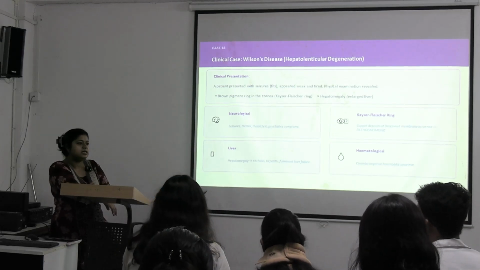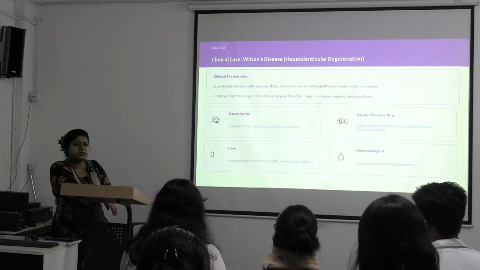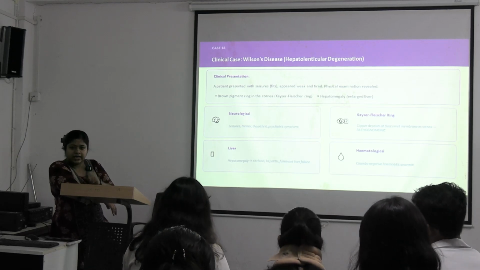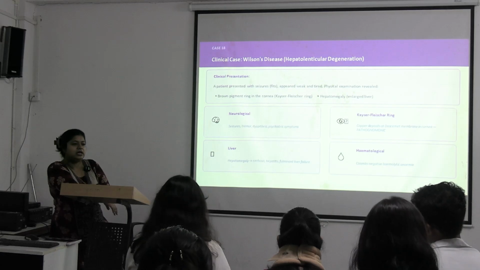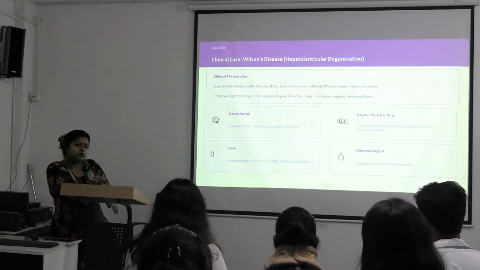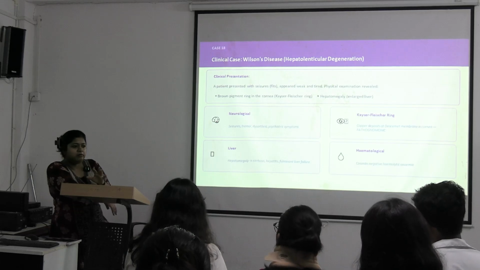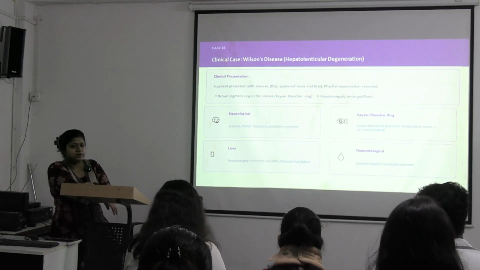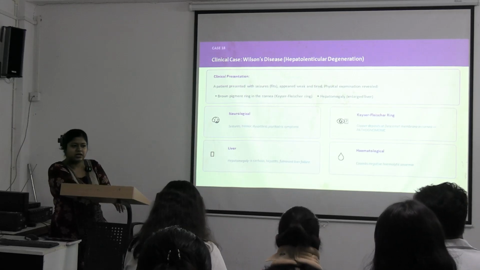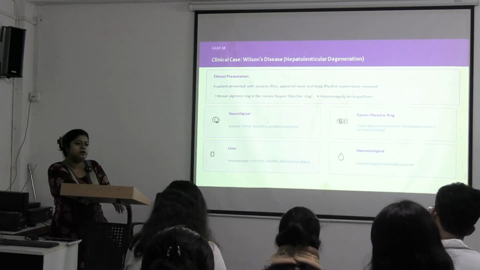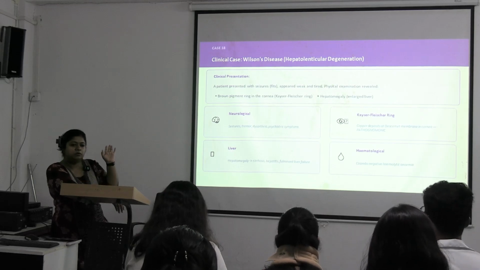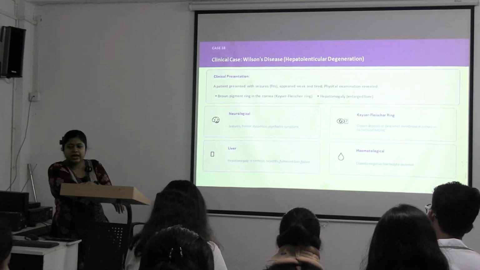Which organs can copper be deposited in? Brain, heart, kidney, eye. Mostly it will be deposited in the liver, so it will lead to hepatomegaly, which means enlargement of the liver. Deposition of extra copper leads to hepatomegaly. Then it can go to the brain, heart, kidney and eye.